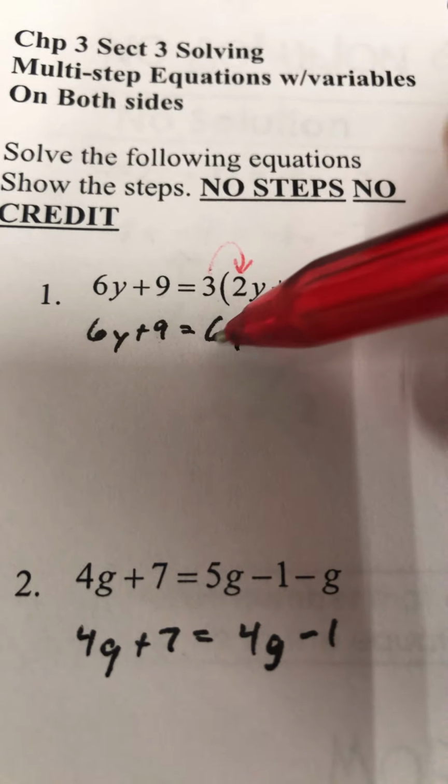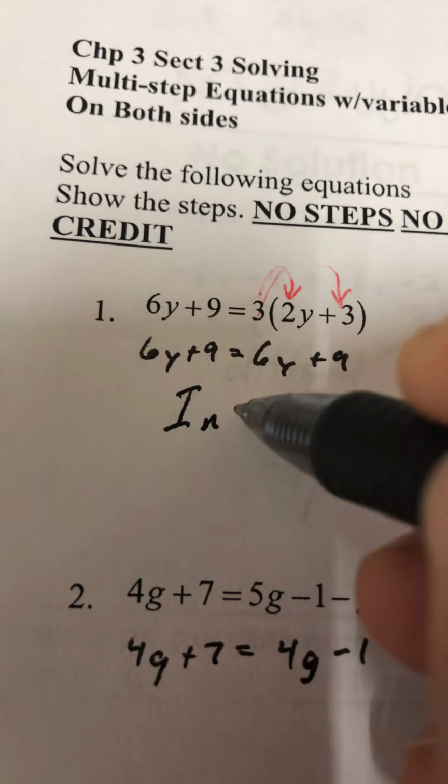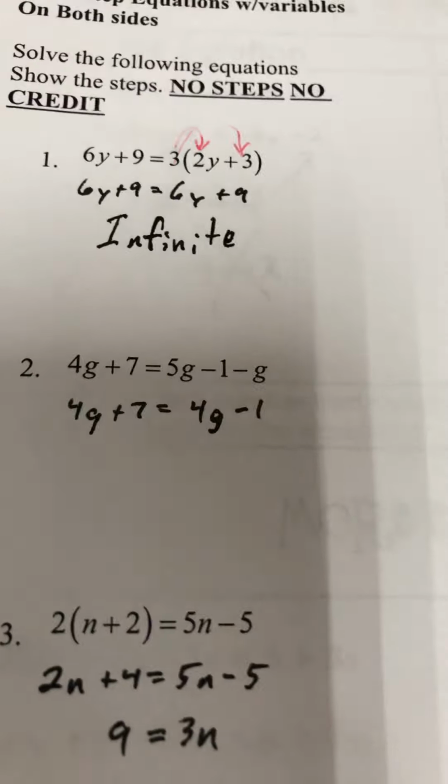Remember your work from earlier this week? Or was it last week? I don't know. But anyways, when you have the same thing on each side, that's going to be infinite solutions. So for number 1, you should have written infinite. Okay, infinite solutions.